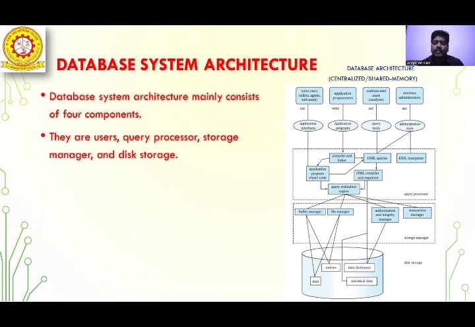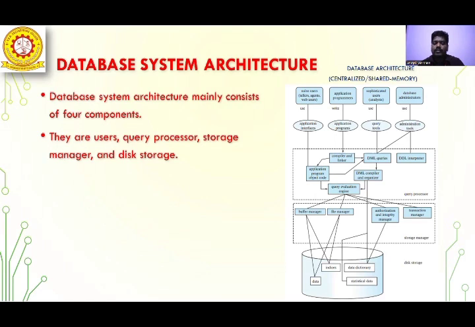And the authorization and integrity manager is used to check the user permissions, and it enforces the integrity constraints. And the transaction manager ensures the ACID properties, that means atomicity, consistency, isolation, and durability. It handles the commit and rollback operations. Whenever the system fails, the transaction manager will start to roll back the system.